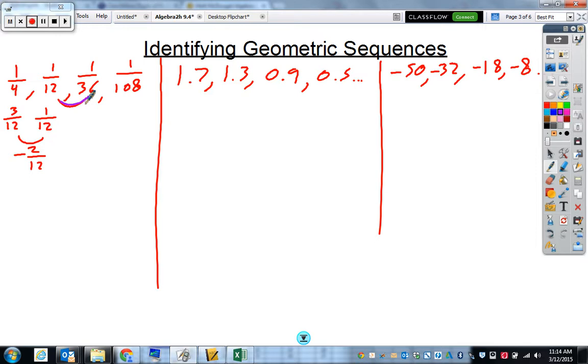To go from these two, though, I'll make my common denominators 36. So 1/36, and 1/12 multiplied by 3 is 3/36, and then my common difference is negative 2/36. Well, negative 2/12 simplifies to negative 1/6, whereas this simplifies to negative 1/18, and those are not the same. So that means it's not arithmetic.